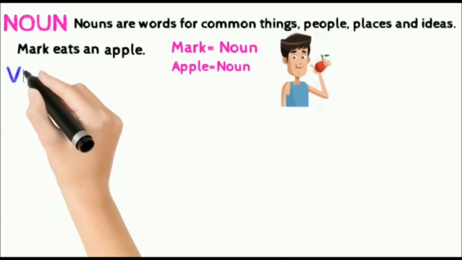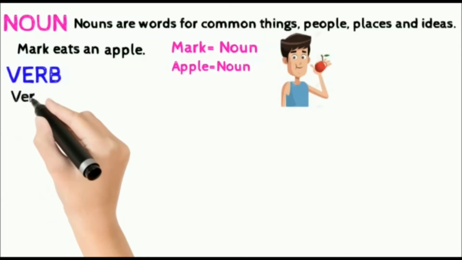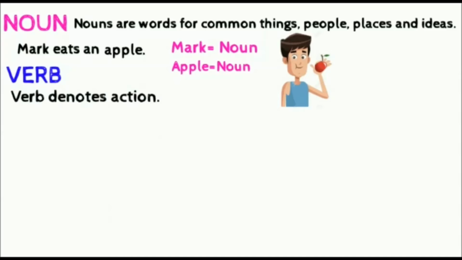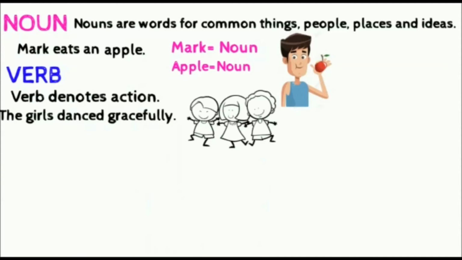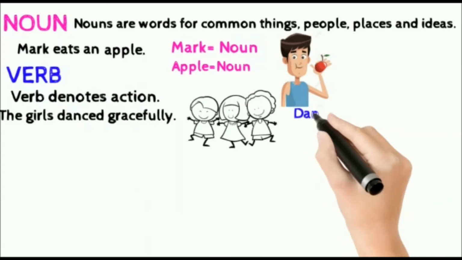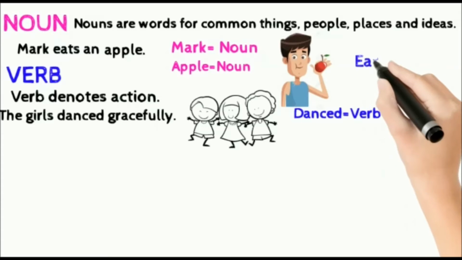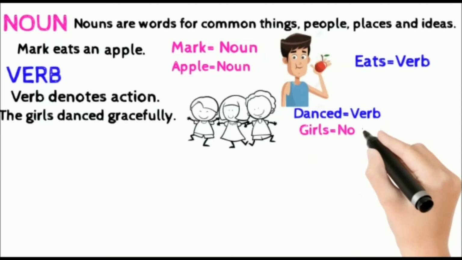Now let's move on to verbs. An example of a sentence with a verb is, the girls danced gracefully. Verbs denote action. So danced is the verb. And in the previous sentence, eats is the verb. And here, girls is a noun.